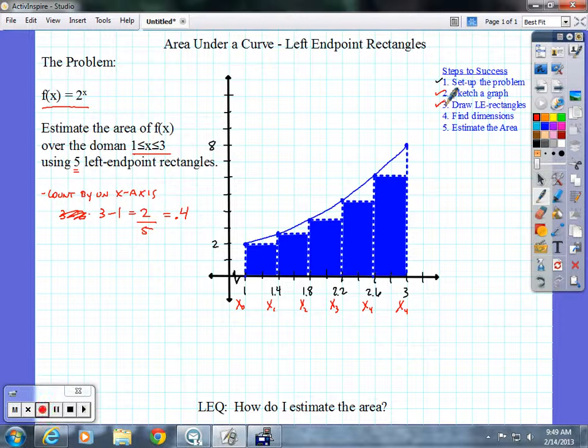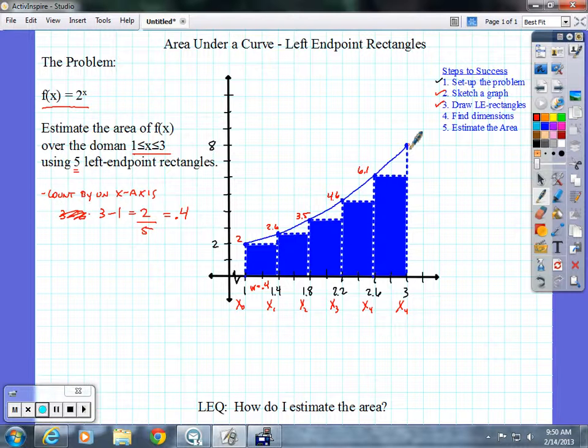Check. Next, we need to find the dimensions of those rectangles. So we already know the width of each rectangle. The width of all of our rectangles is 0.4. We should know the heights because the heights of the rectangles are just the y values. So here my y value was 2. And then it was 2.6. And then it was 3.5. And then we were at 4.6. And then we were at 6.1. And then there is no rectangle there. Okay, so I have 5 rectangles to add up.